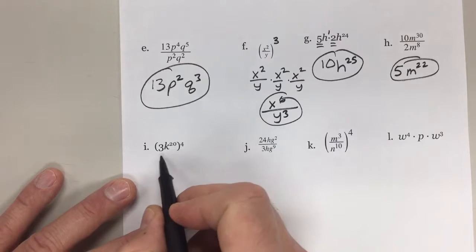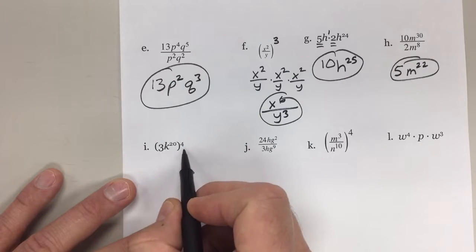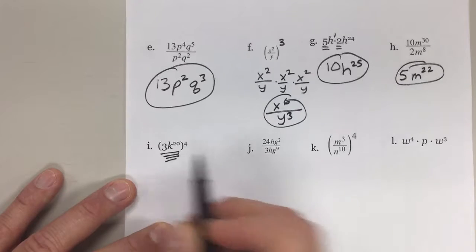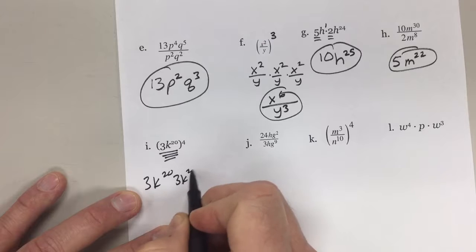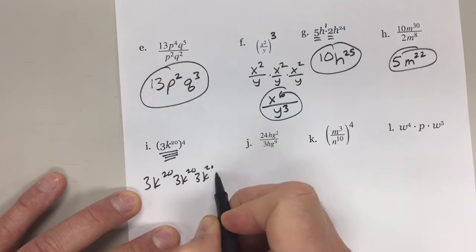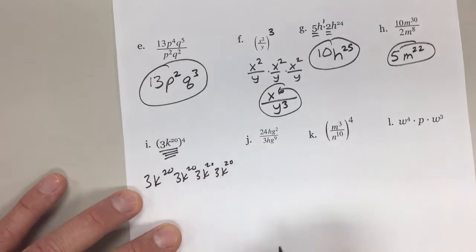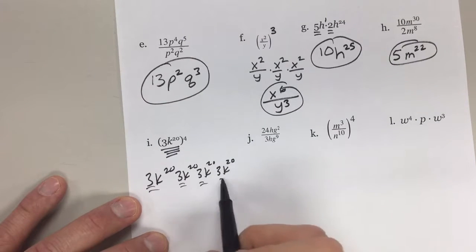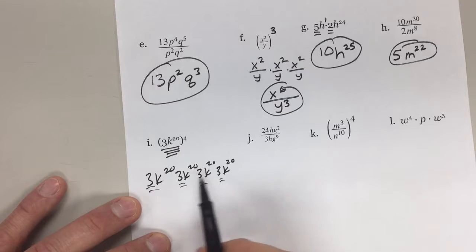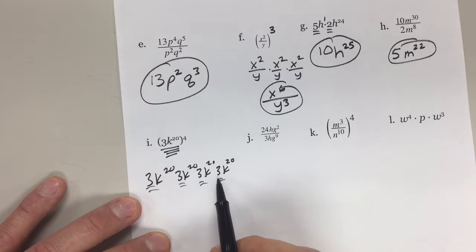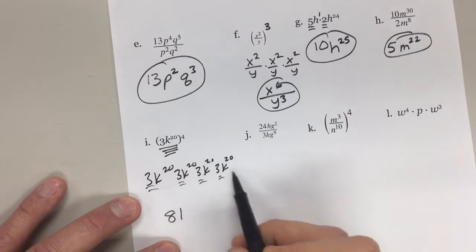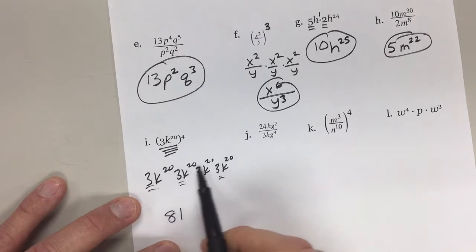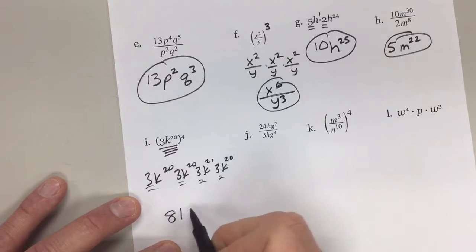Here's i. Now, I have a 3k to the 20th to the 4th power. That means I have 4 of what's in parentheses. So I have 3k to the 20th, 3k to the 20th, 3k to the 20th, 3k to the 20th. So the 3's I can multiply together. They're just numbers. So 3 times 3 is 9, times 3 is 27, times 3 is 81. And then I have 20k's, 20k's, 20k's, and 20k's. By a rule, I just add those up. So it's 20 plus 20 is 40, plus 20 is 60, plus 20 is 80.